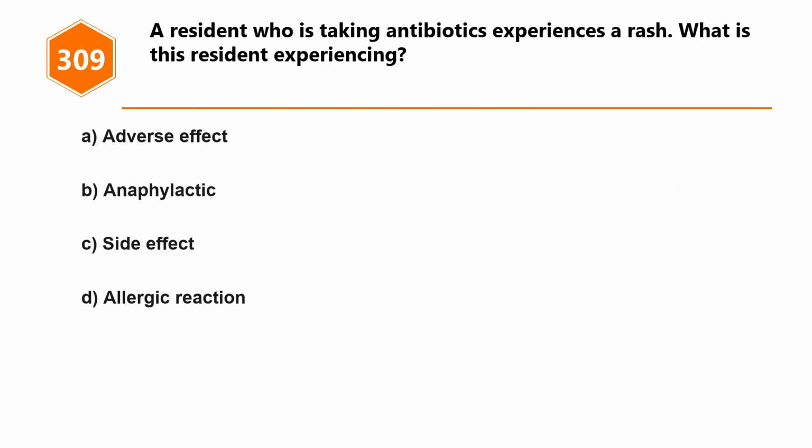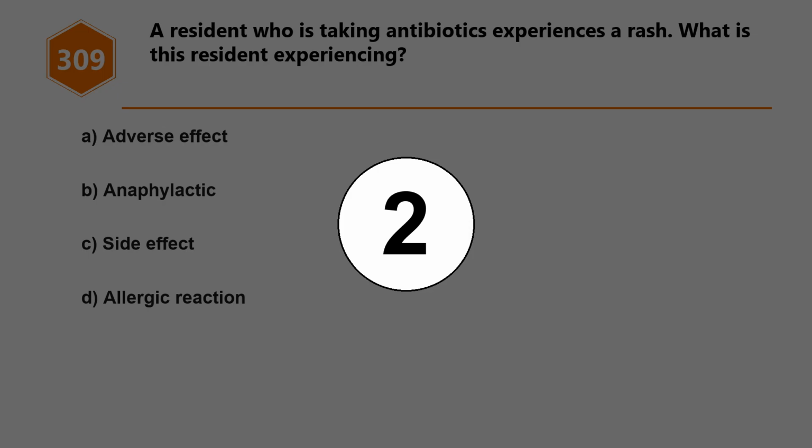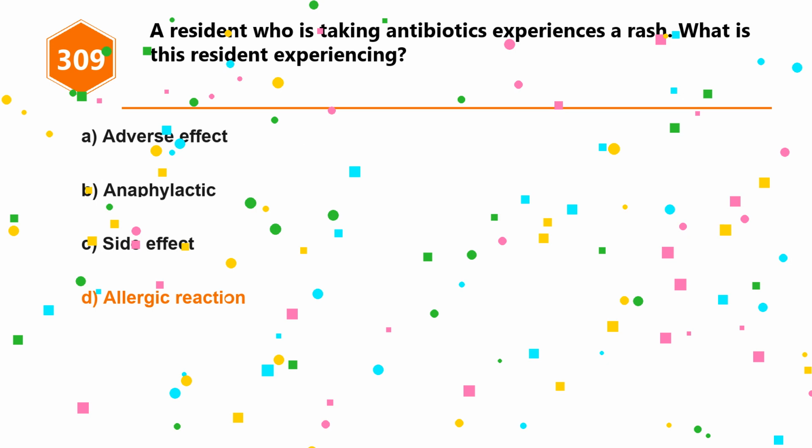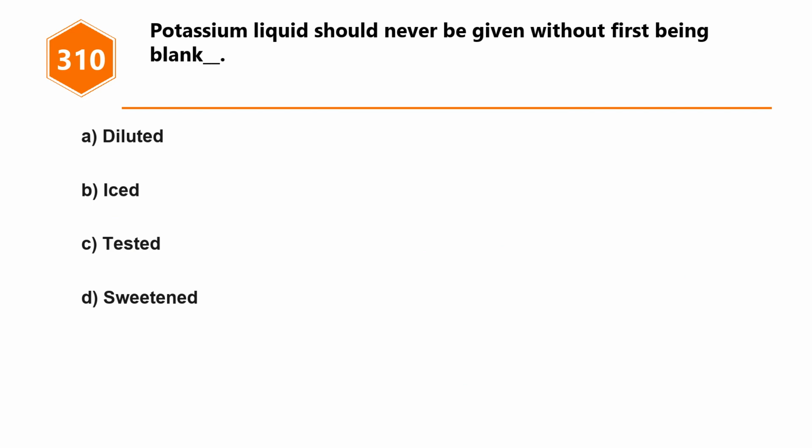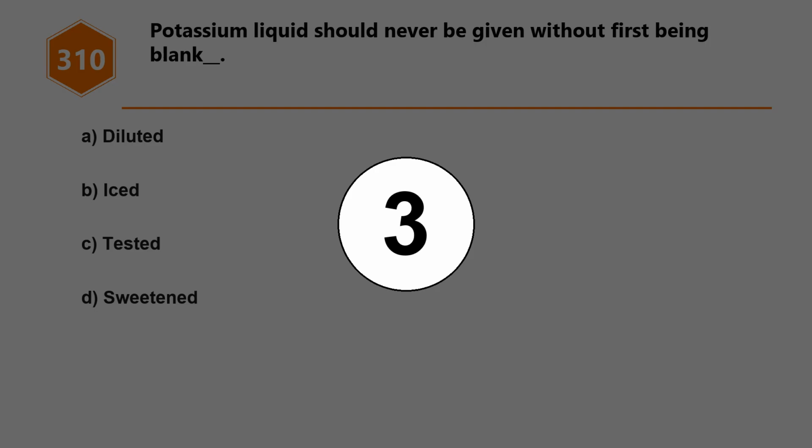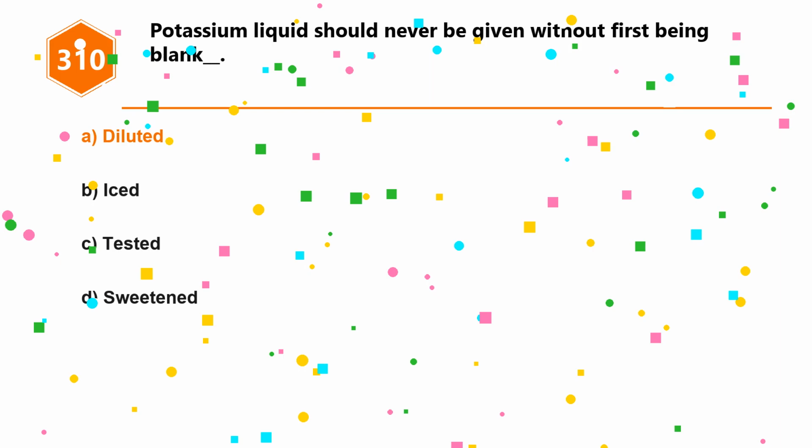Question 309. A resident who is taking antibiotics experiences a rash. What is this resident experiencing? Option A, adverse effect. Option B, anaphylactic. Option C, side effect. Option D, allergic reaction. The correct answer is option D, allergic reaction. Question 310. Potassium liquid should never be given without first being blank. Option A, diluted. Option B, iced. Option C, tested. Option D, sweetened. The correct answer is option A, diluted.